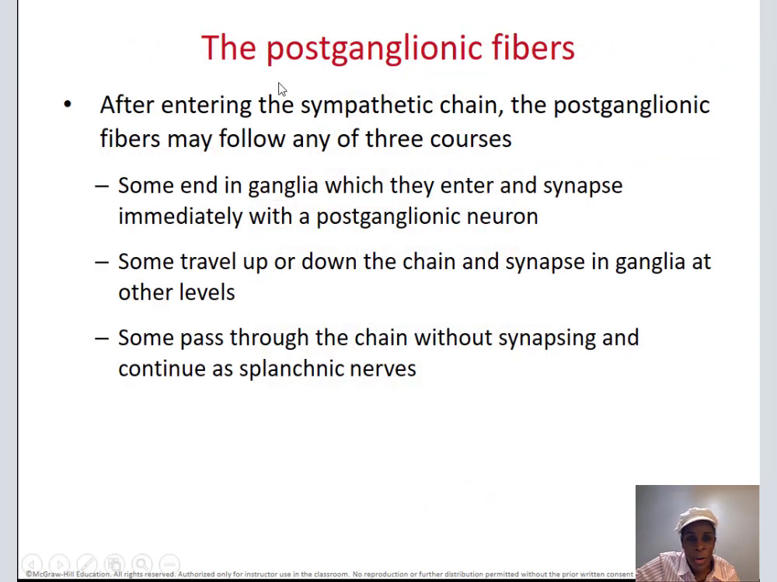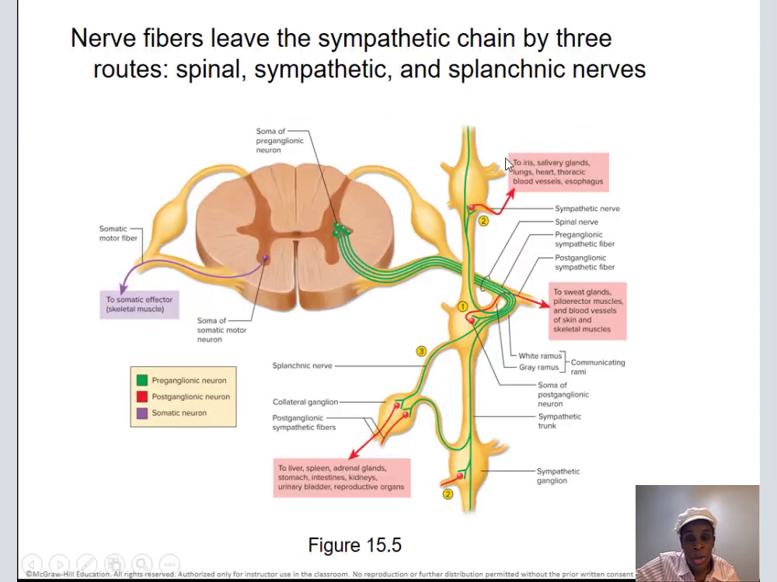The postganglionic neuron or fiber, where does it go? After entering the sympathetic chain, the postganglionic fiber can follow different directions. Look at this here. If you take the motor neuron, it can synapse to another neuron and go to the target, like for example, sweat gland and skeletal muscle and other organs here. But if you have, for example, the motor neuron going to the ganglia, passing through and coming all the way to the collateral ganglia to the liver.